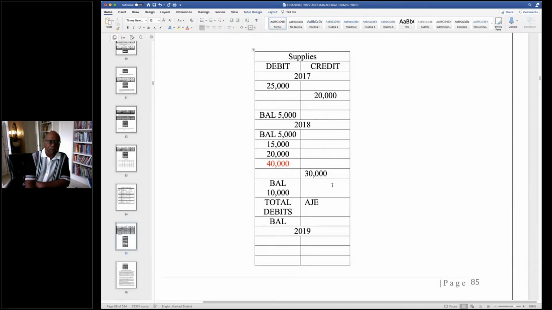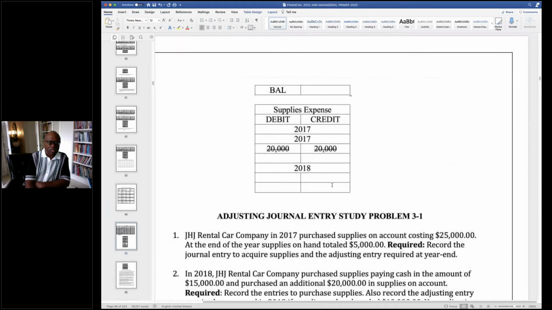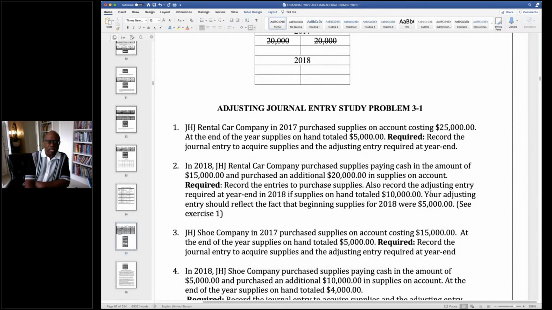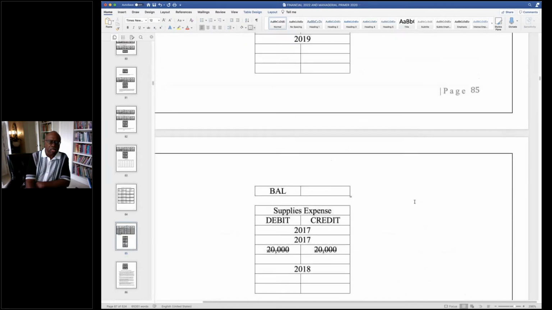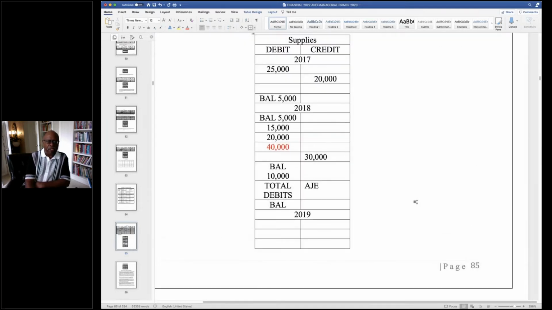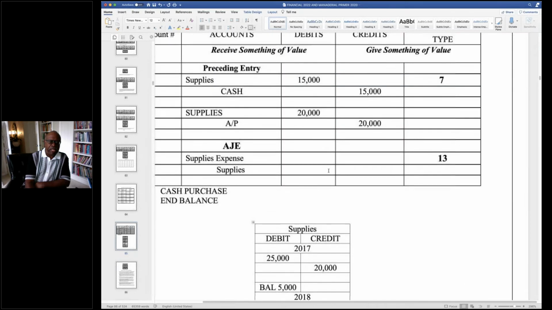So 30,000 then becomes the amount of the adjusting entry. Can you explain this balance 10,000 one more time, please? We took an inventory of supplies on hand. It was 10,000. So that's always on supplies on hand. That's always given to you. You always have to have that information in the problem. So in our second year, in 2018, we have 10,000 on hand. And so the adjusting entry is 30,000.